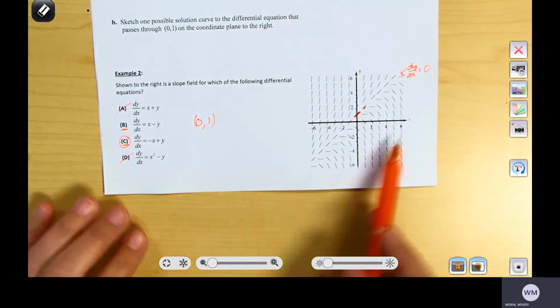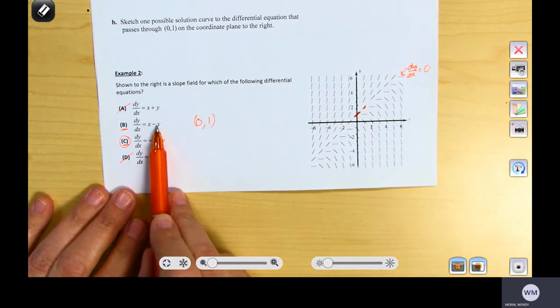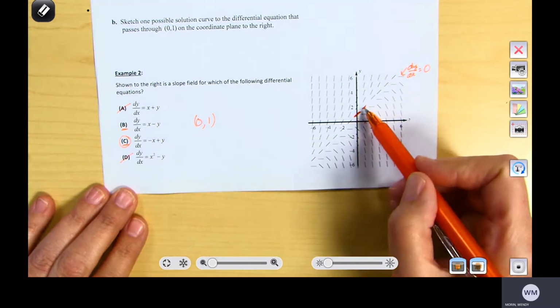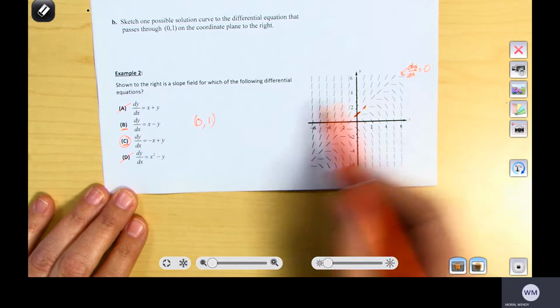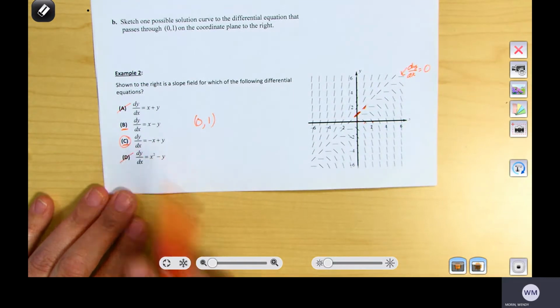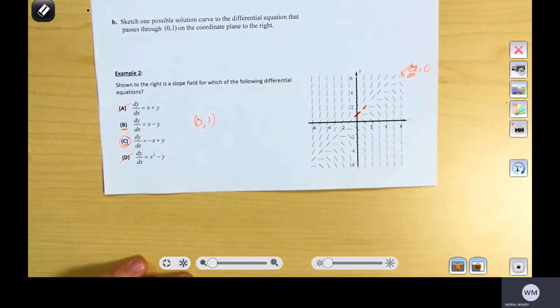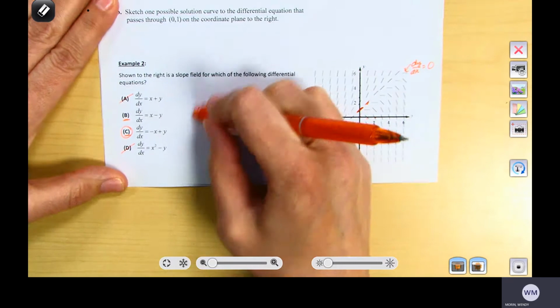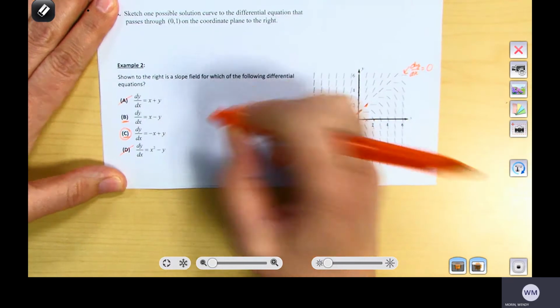So when I plug in x equals 1, y equals 2, which one of these gives me that tangent line slope of 1? And so C, it looks like C is the answer. Okay? So let me kind of review what I just did.